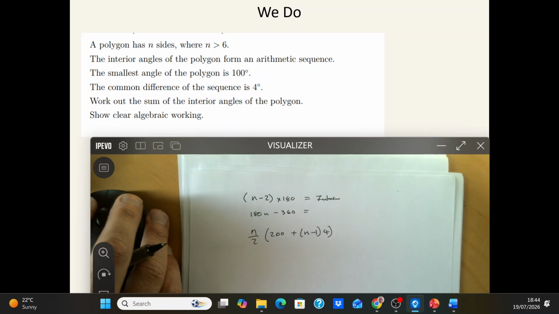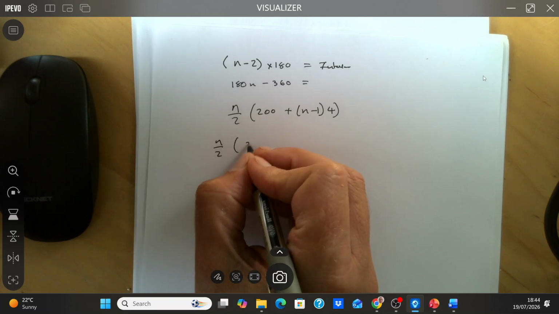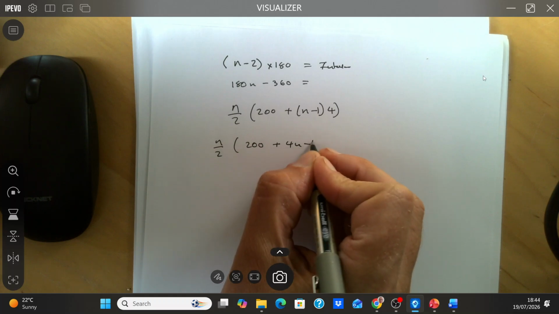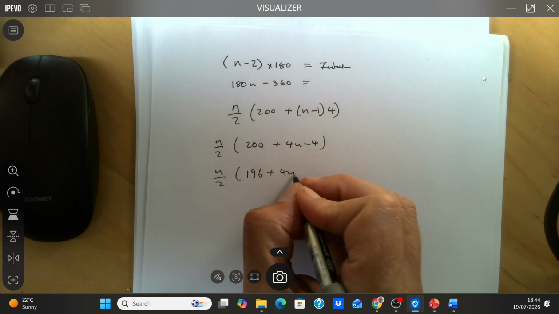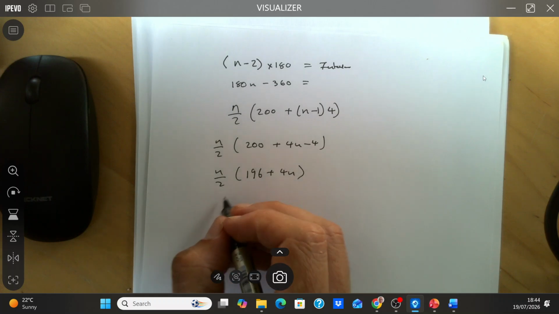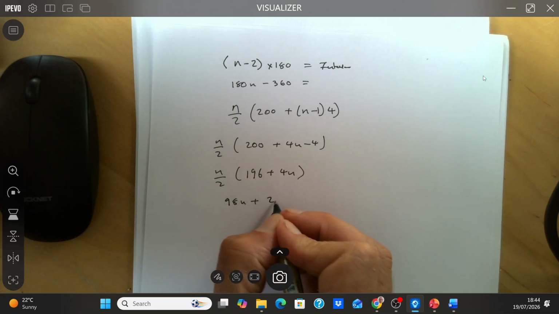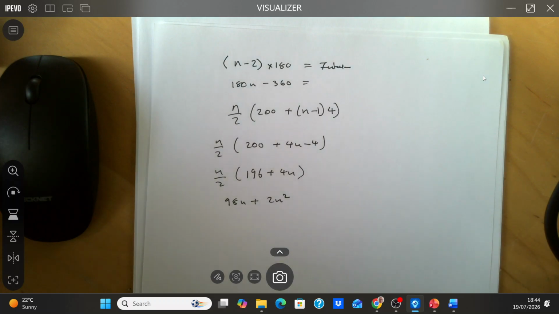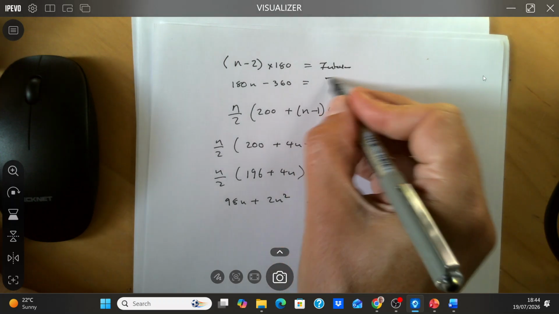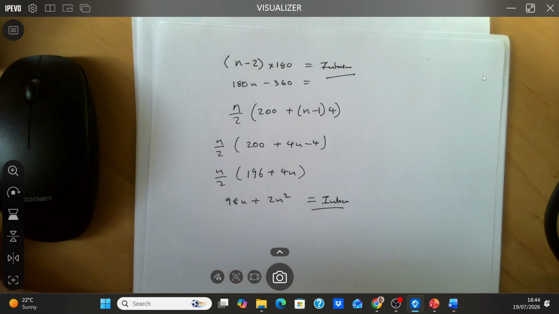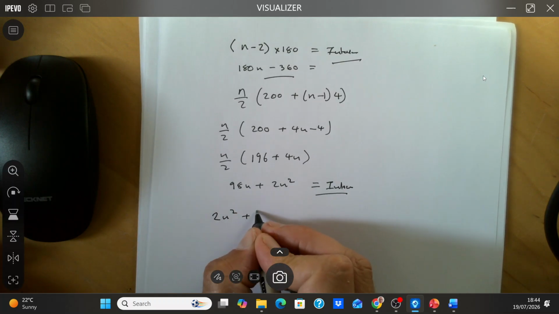Right, I'm going to expand it to tidy it up. So I've got n over 2 times by 200 plus 4n take 4, which is n over 2, 196 plus 4n. Expand that through, so that gives me 98n plus 2n squared. They are interior. What do I do with this and that? They are equal. So we're going to write that out.